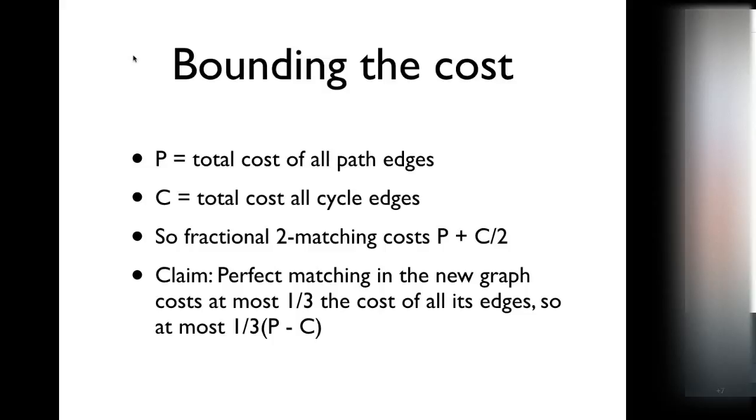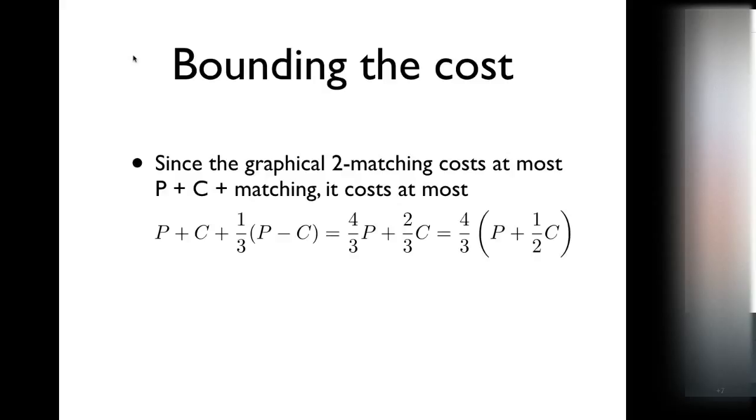I'm going to claim, and I'll come back and argue later, that there's a perfect matching in that new graph that costs at most 1/3 the cost of all of its edges. So it's going to be at most 1/3 times the cost of all the path edges and the negation of all the cycle edges. So at most 1/3 P minus C. So let's suppose that that's true.